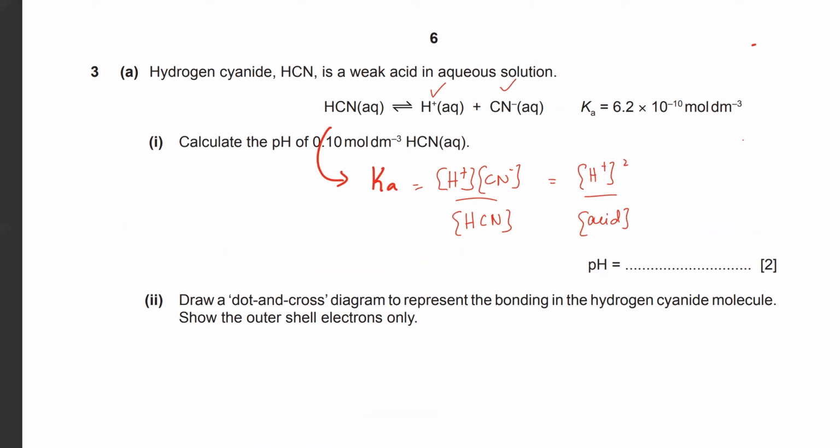If I solve for Ka, the value of Ka is already given. That's 6.2 times 10 to the power minus 10. H+ squared, I'm not sure of. The acid concentration is given here as 0.1 mole per dm cube. So remember, this is the expression for any K.